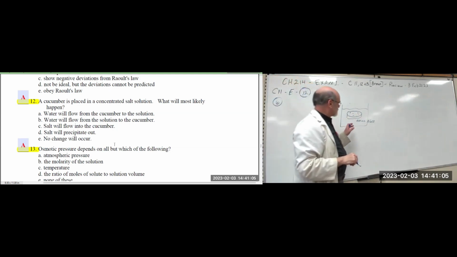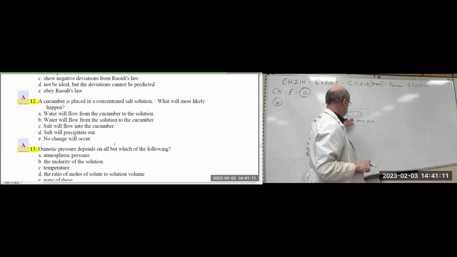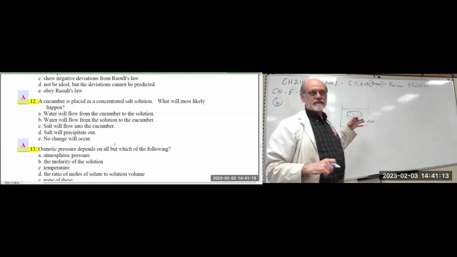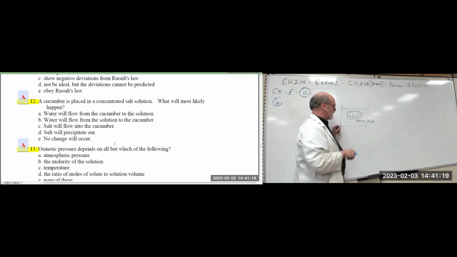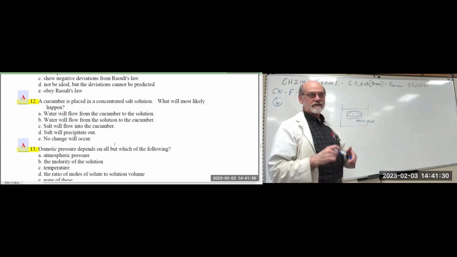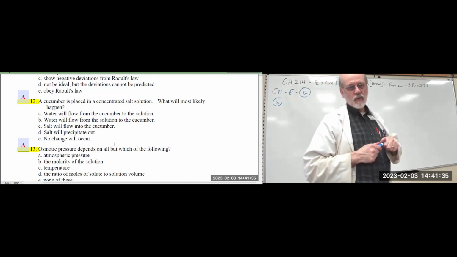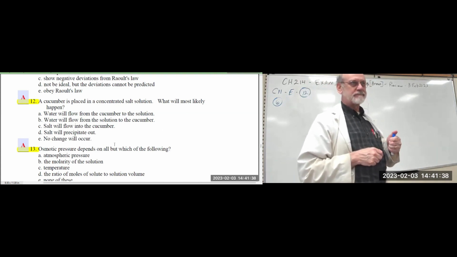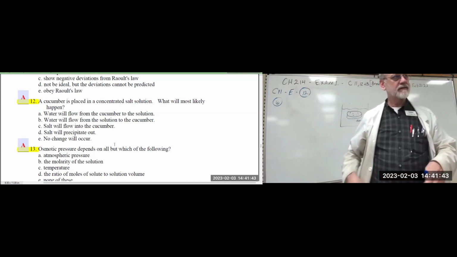So what type of problem is this? This is osmosis. Right? Which way is the water going to move? Into the cells or out of the cells? If this is concentrated, more than likely, this solution is hypertonic to the cells, which means water's coming out. Okay, so that means A is the best answer. The water will flow from the cucumber to the solution, and it'll shrivel up or become flabby.